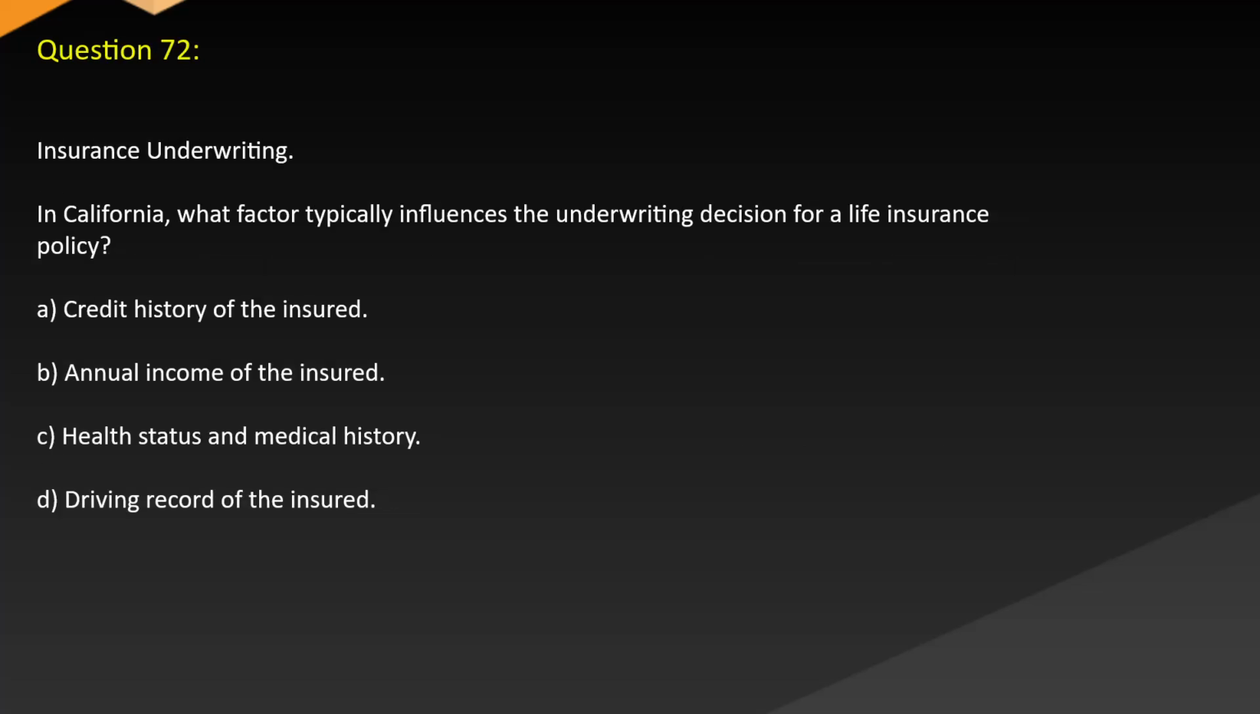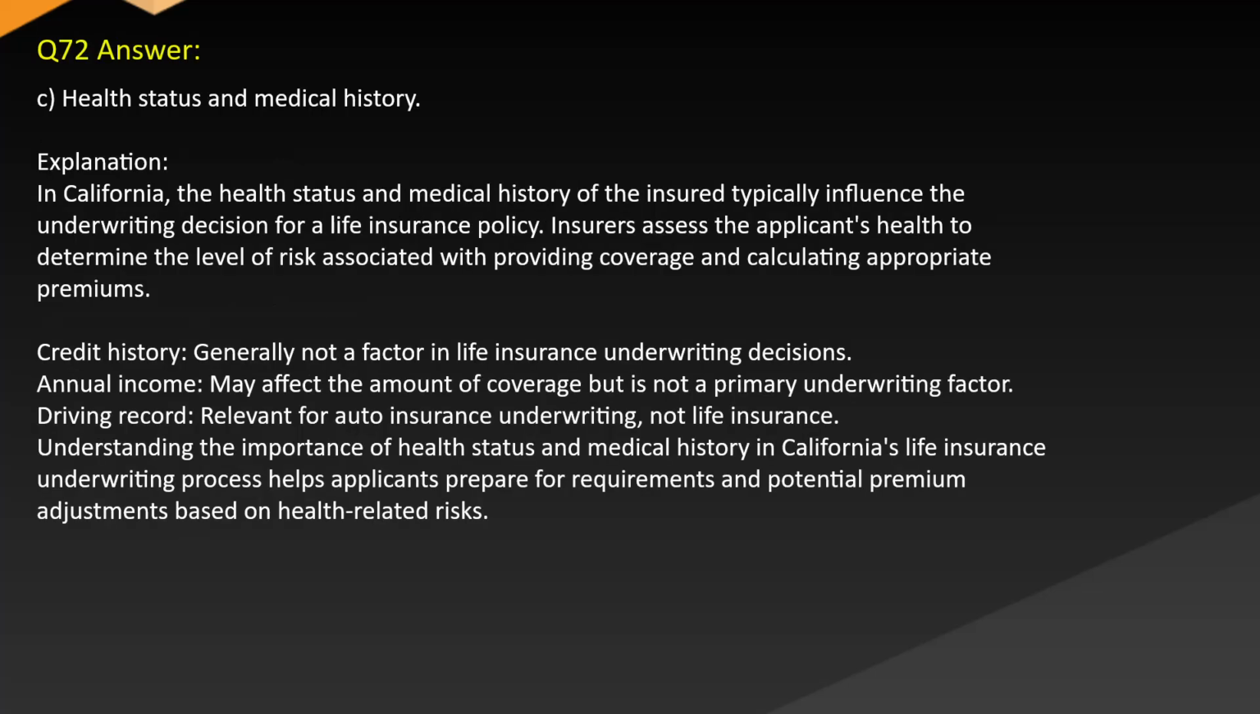Question 72. Insurance underwriting. In California, what factor typically influences the underwriting decision for a life insurance policy? A. Credit history of the insured. B. Annual income of the insured. C. Health status and medical history. D. Driving record of the insured. Answer: C. Health status and medical history.